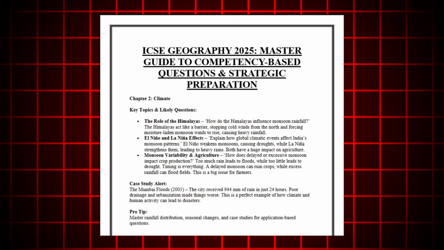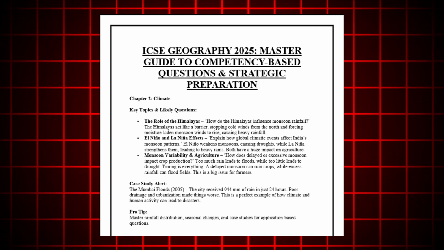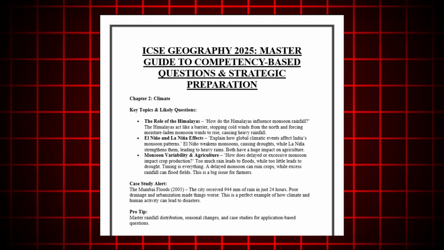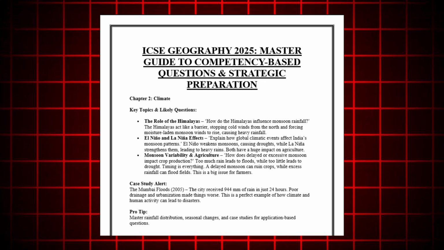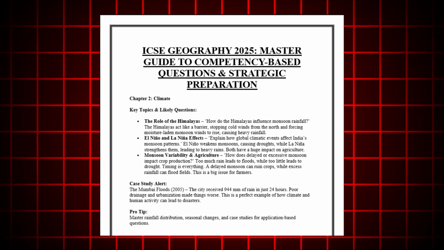Now, let's dive into the important chapters, important questions. Chapter 2, Climate. All right, let's start with something super important, climate. It's a big deal in India because it affects everything from farming to natural disasters. The Indian monsoon system is a hot favorite for the exam. Key topics and likely questions.